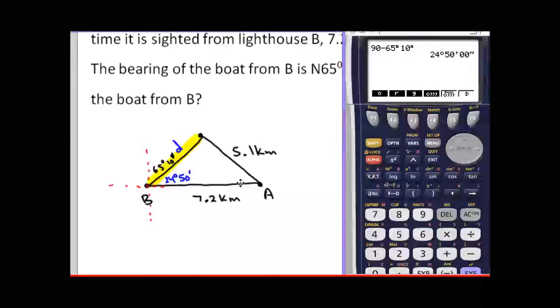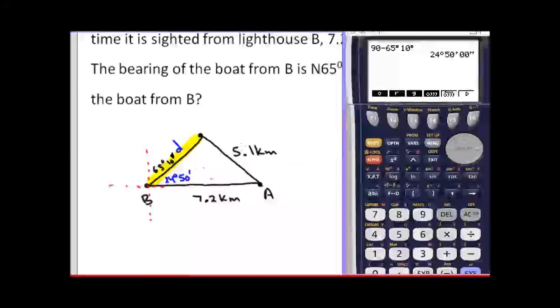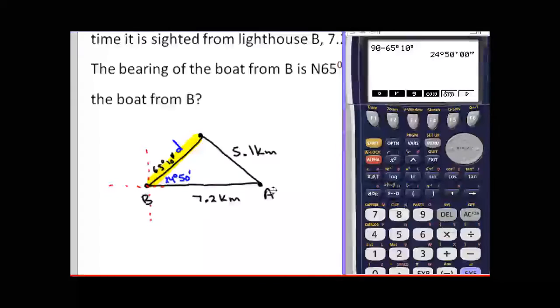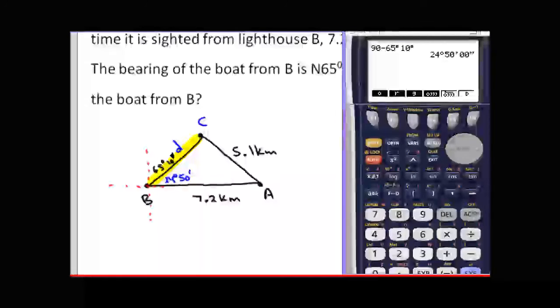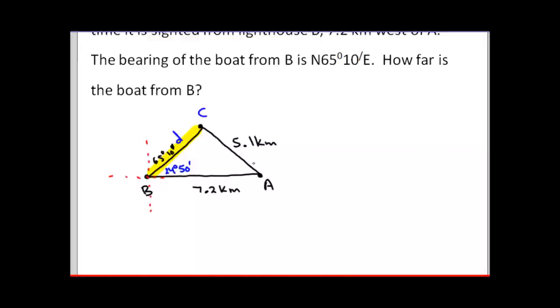Well, let's see. We know side angle pair here. We know this side. We don't know this angle. So keeping the theme of A, B, C, let's call this C. We should be able to find angle C using the law of sines, right? If I put my angle side pair, 5.1 over the sine of 24 degrees, 50 minutes, that should equal 7.2 over the sine of angle C.